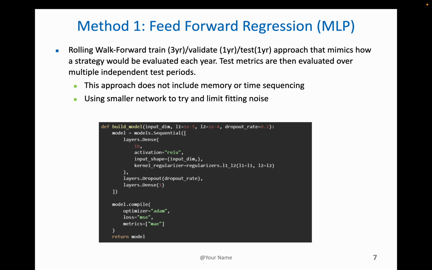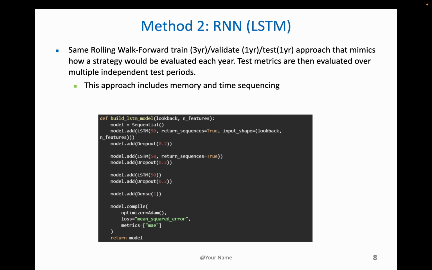And then I went back and did the training, validation, and test. Rolled it forward, did it again. So I had a series of tests that I could then look at and take an average of those. Method 2, I used an RNN, specifically an LSTM, and I did the same walk-forward approach, but obviously with this method, you're using memory and sequencing, and I thought that would improve the model. It did not.